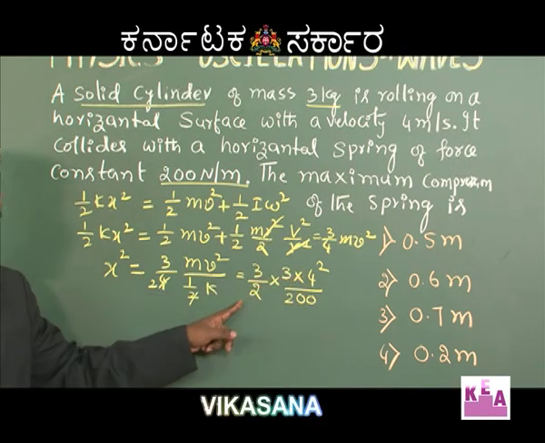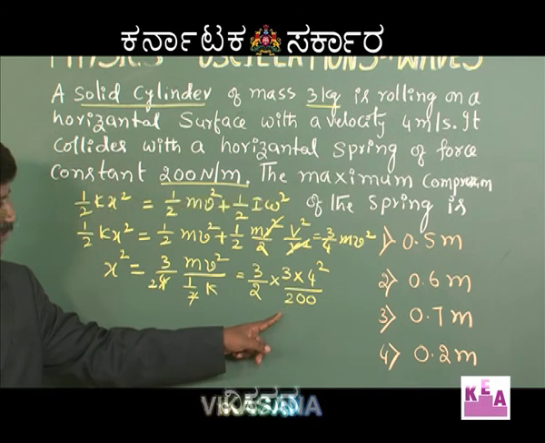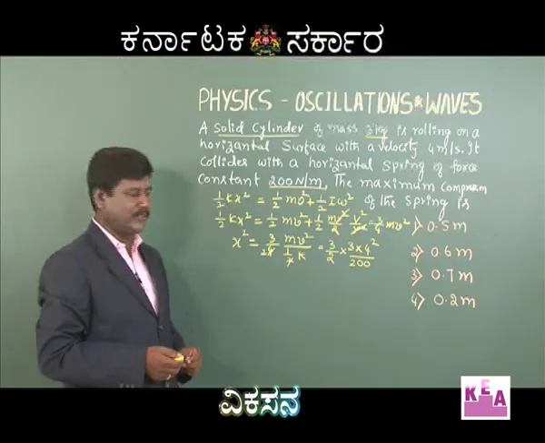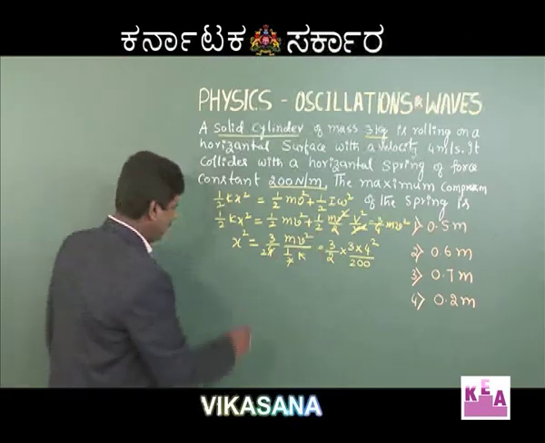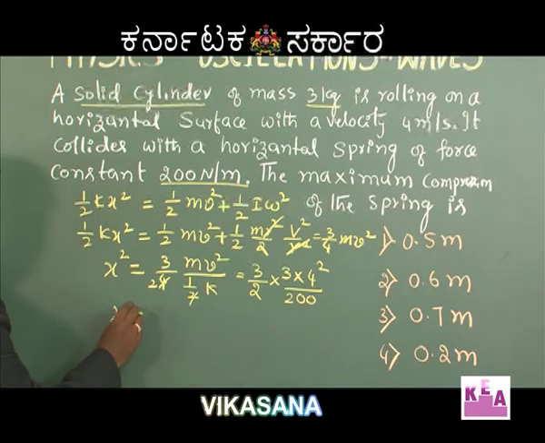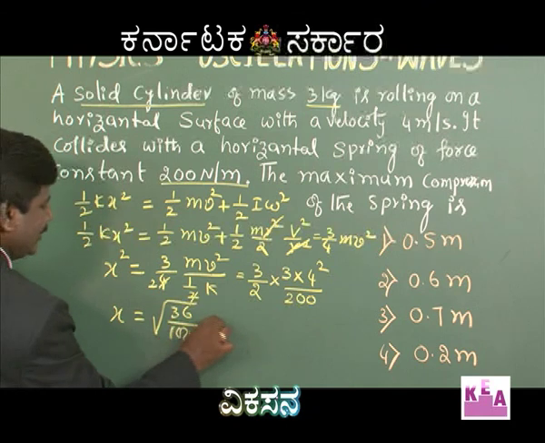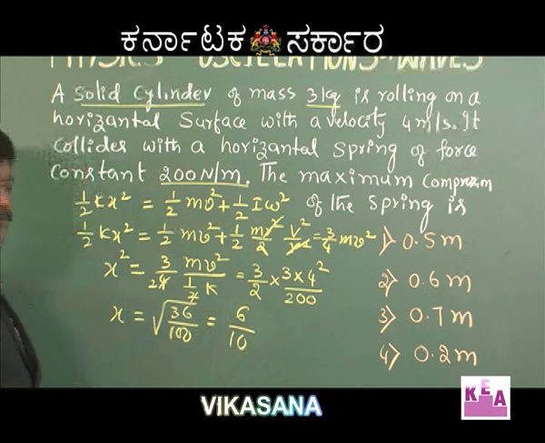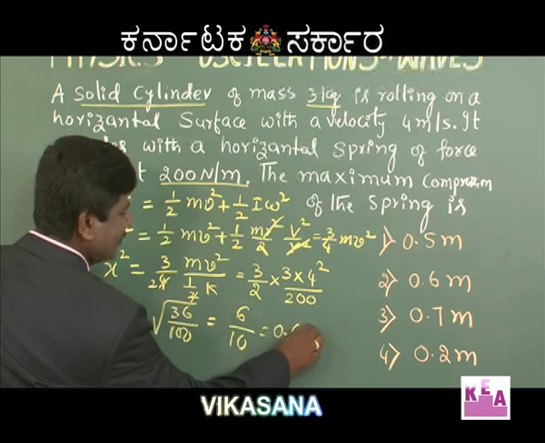So 4 divided by 2 becomes 2, 2 divided by 200 becomes 100. Numerator 36, denominator 100. Therefore x square is equal to 36 divided by 100. Taking the root, x is equal to root of 36 divided by 100, that is equal to 6. What is root 100? That is equal to 10. We know that 6 divided by 10 is equal to 0.6 meter.